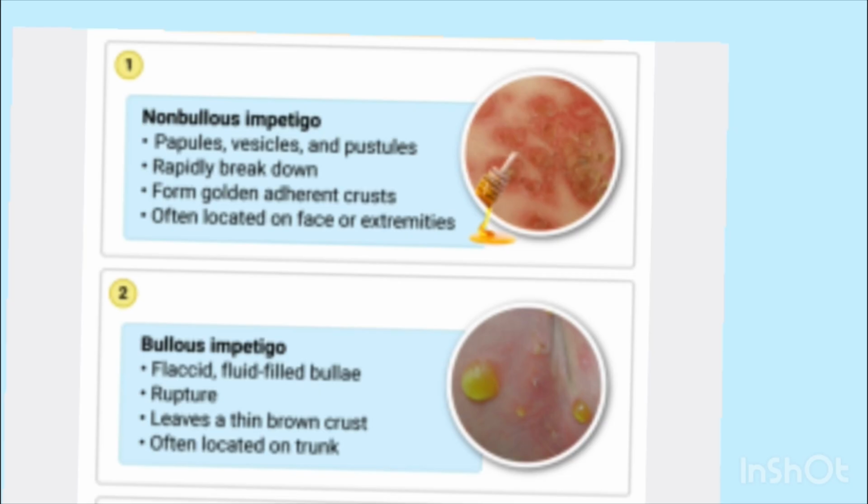You can read around. So this is the summary. Non-bullous impetigo: papules, vesicles and pustules rapidly break down to form a golden, adherent crust, often located on the face and extremities. Bullous impetigo: flaccid fluid-filled bullae, rupture leaves a thin brown crust, often localized to the trunk. Okay, these are the two main types, non-bullous impetigo and bullous impetigo.